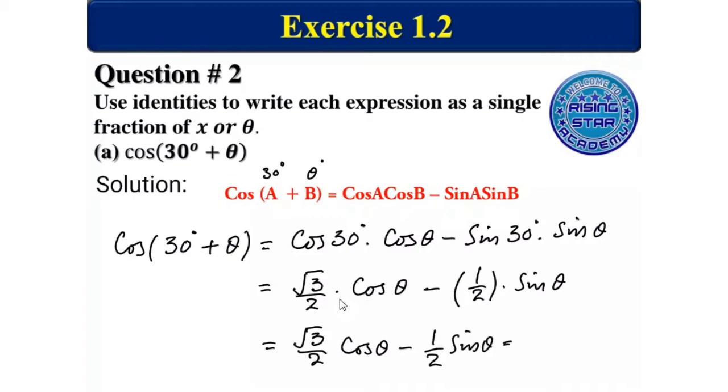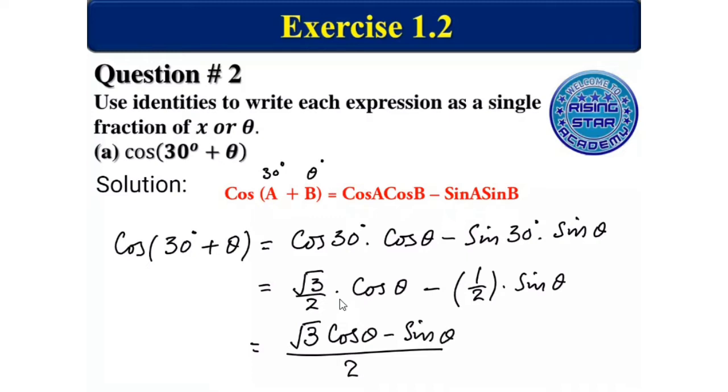You can also take common 1 over 2, or you can take 2 as an LCM to find the final answer. You can also write it as a single fraction. So 2 is the LCM, and we get root 3 cos theta minus sine theta over 2. So this is a single fraction in the form of theta.